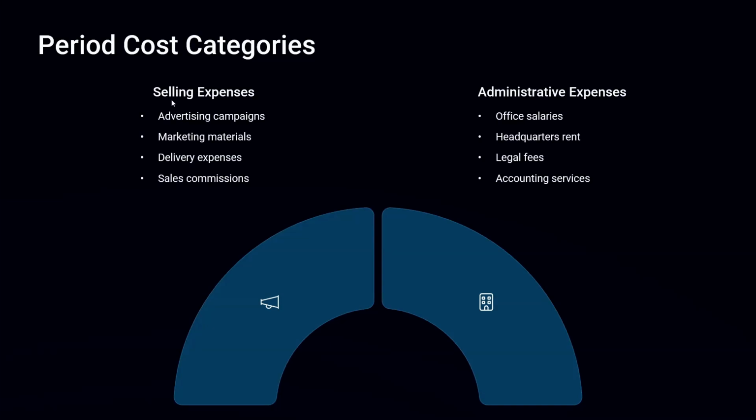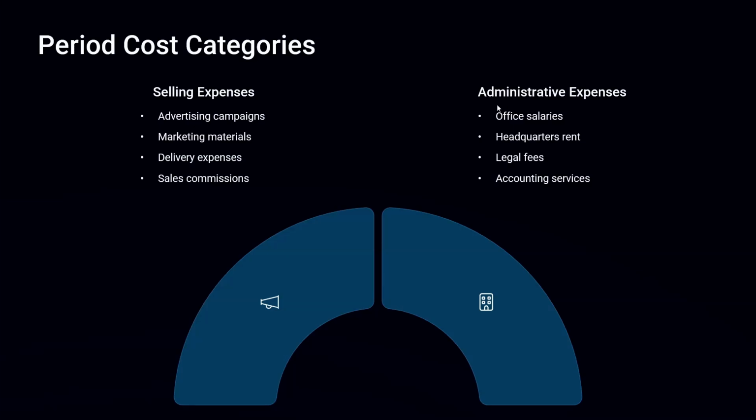There are two big types of period cost. First, selling expenses and administrative expenses. Selling expenses are related to advertisement, marketing materials, delivery expenses, and sales commission. These costs are incurred during the period and shown directly in the operating expenses of the company.